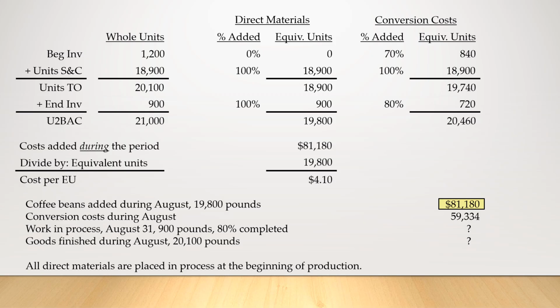Our conversion costs incurred during the month were $59,334. Divide that number by 20,460 pounds, and the conversion cost per EU is $2.90.